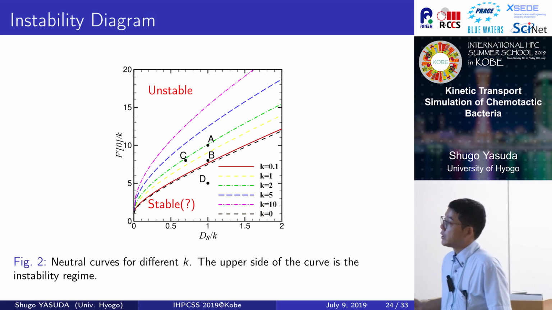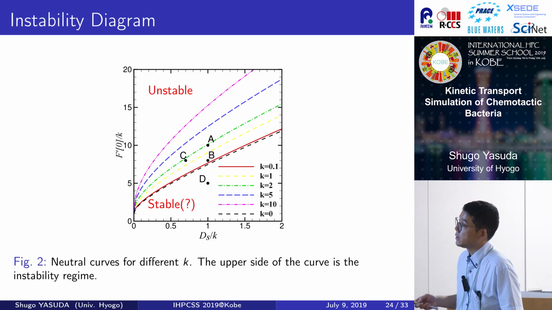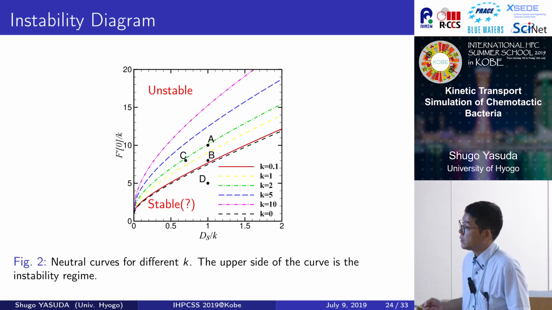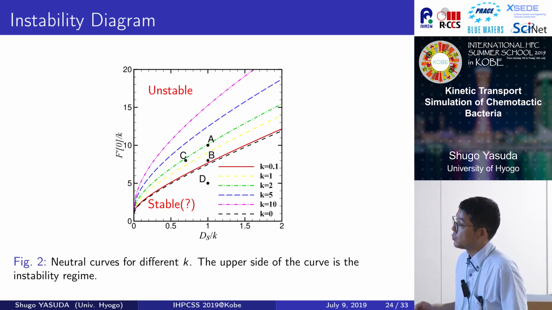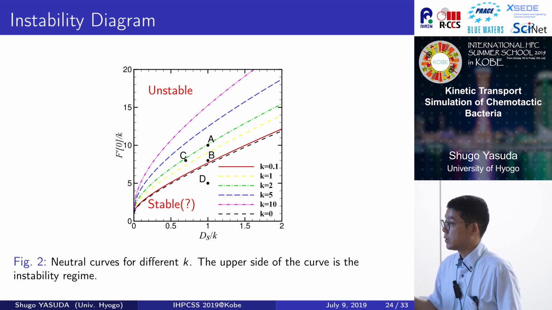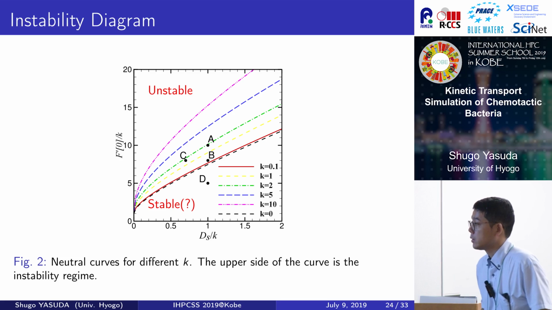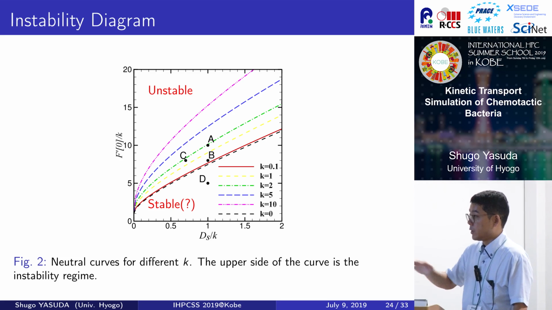If we draw the neutral lines for our kinetic instability condition, this is the instability diagram. Each curve is the neutral curve for a different value of k. If the stiffness is just above this neutral line, we can expect Turing-like pattern formation. But if the stiffness is just below this neutral line, theoretically we cannot know the stability of the uniform state.